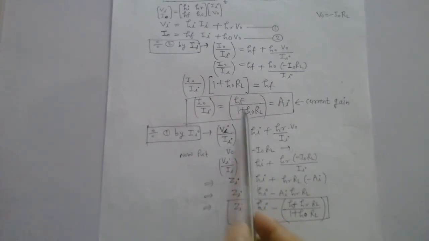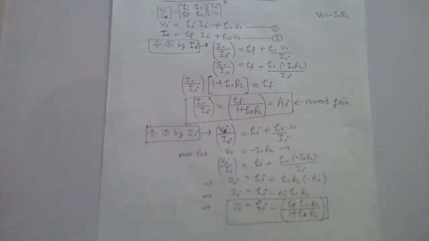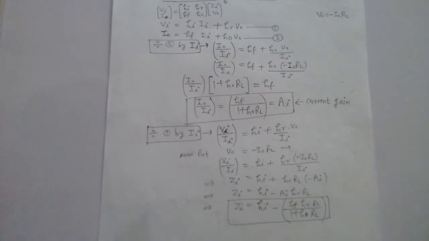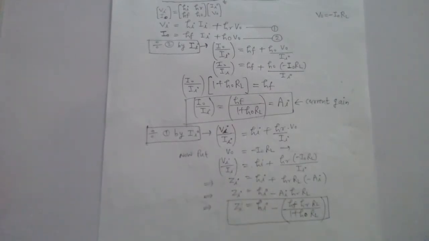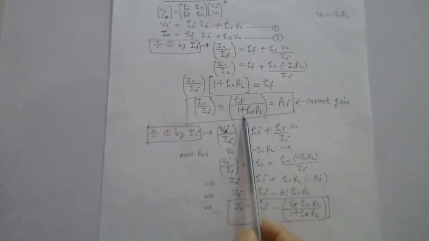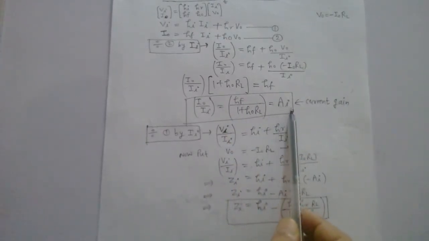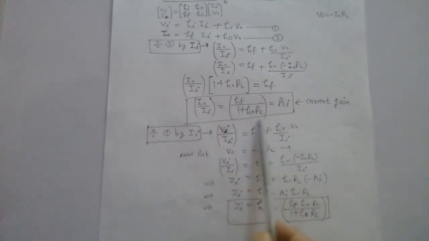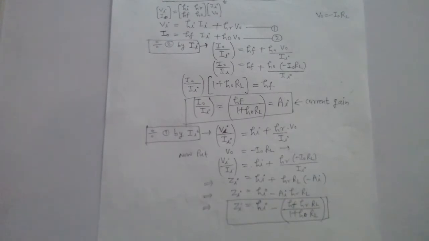HF and HO are the H parameters. They will be given to you in the numerical. RL is a load resistance, which will also be given to you in the numerical. So once you are given these values, you simply calculate current gain AI by putting these values of HF, HO, RL, and you will get current gain.